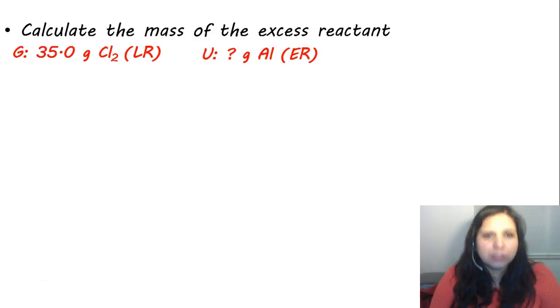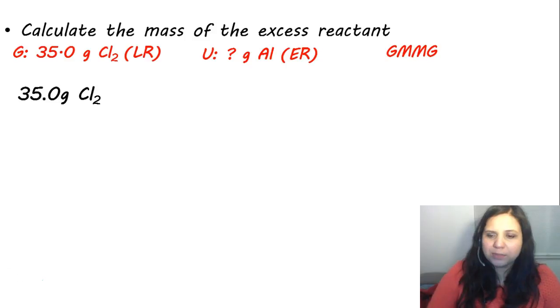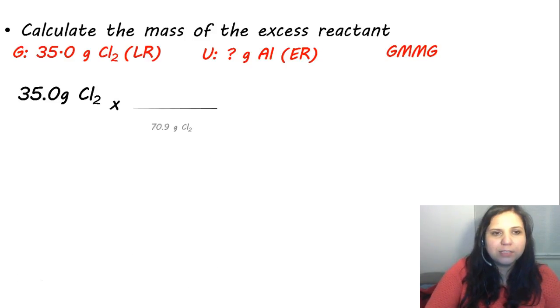Then you're going to take it to the grams of the excess reactant. That was aluminum. What we're doing is figuring out how much aluminum you actually need. And then we're going to do a mass-to-mass problem, a gram-to-gram problem. So let's start. 35 grams of chlorine, use the molar mass of chlorine. That's equal to a mole.